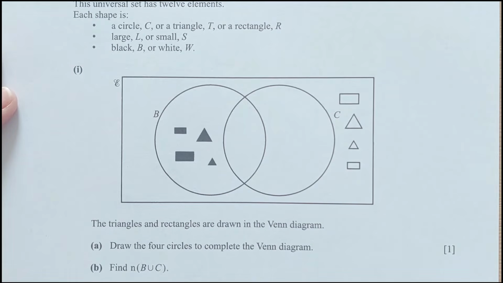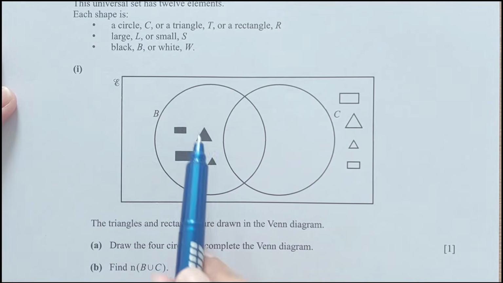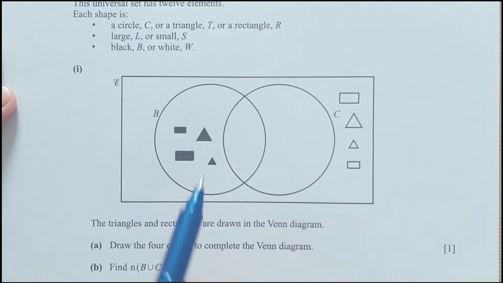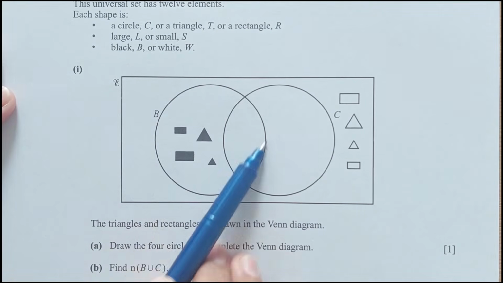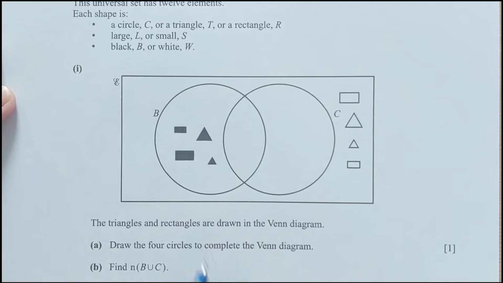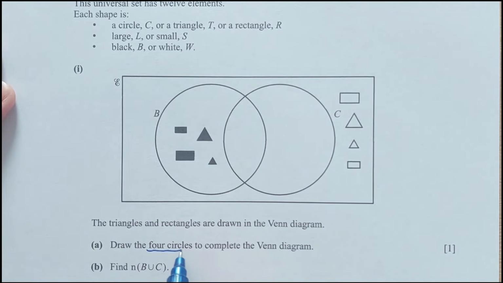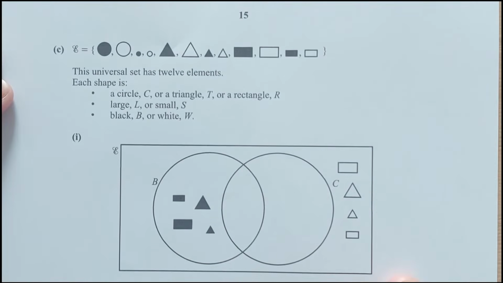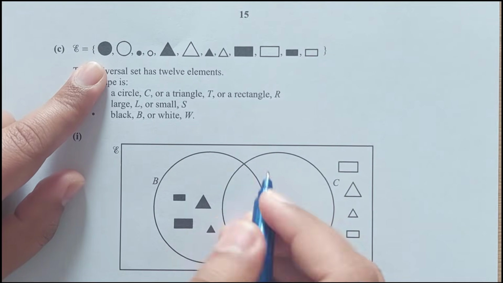Now for part A, draw the 4 circles to complete the Venn diagram. So triangles and rectangles are drawn. B is for black, so we have to pick the black one. They said draw 4 circles. Now what are the black 4 circles?